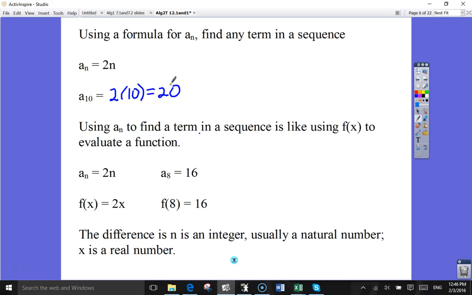The difference is that with a function f of x, you could plug in anything for x, right? I can plug in the square root of 2 or 1.5 or whatever. If I'm using a sub n, the n is going to be some kind of integer, usually a counting number like 1, 2, 3, 4. You can't plug in decimals and irrational numbers here. But other than that, it's kind of like using f of x.